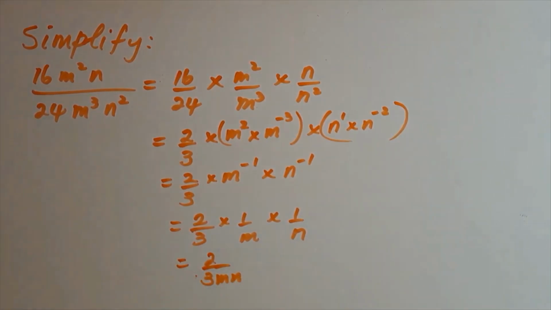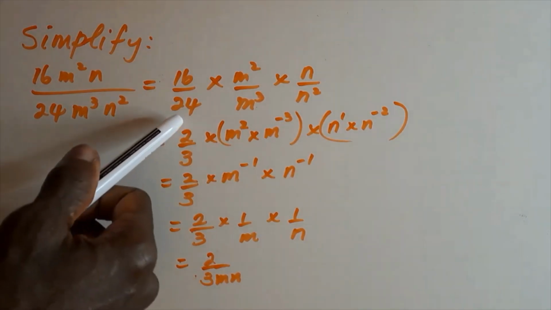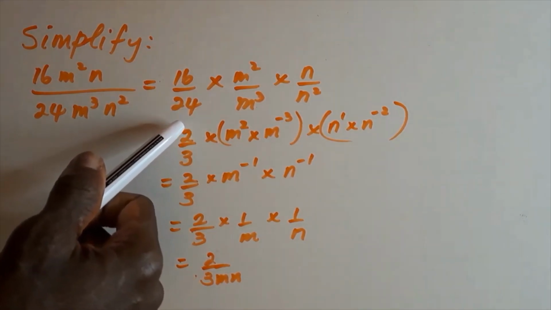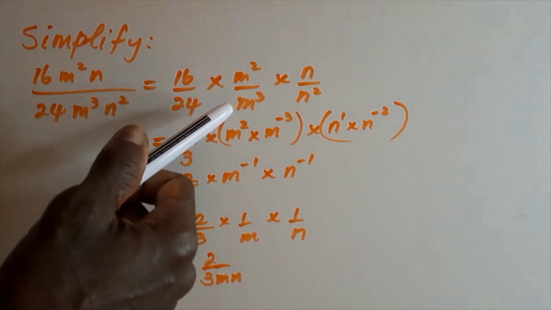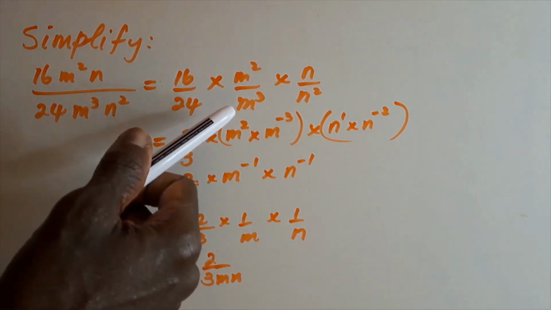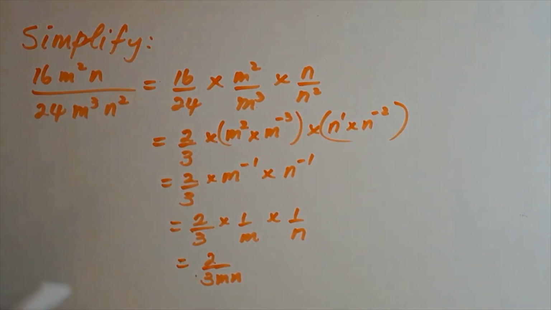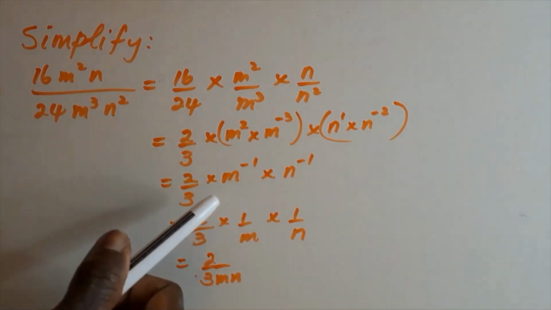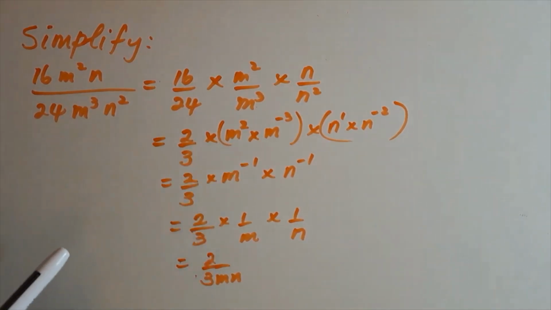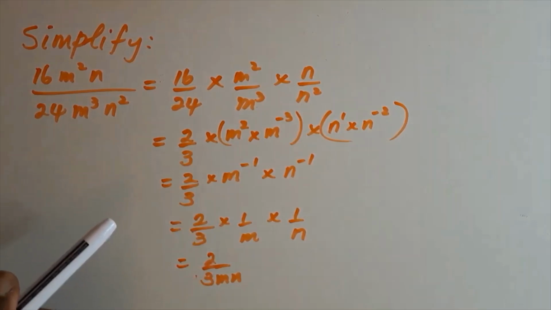And this is our solution to simplifying this. First, we decompose it into factors, integers, and we also group like terms. Then we simplify until we end up with the simplest form. Thanks for watching this video.